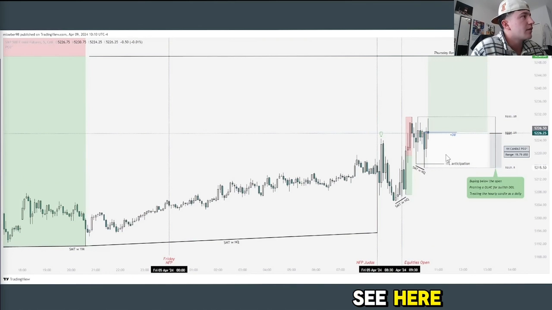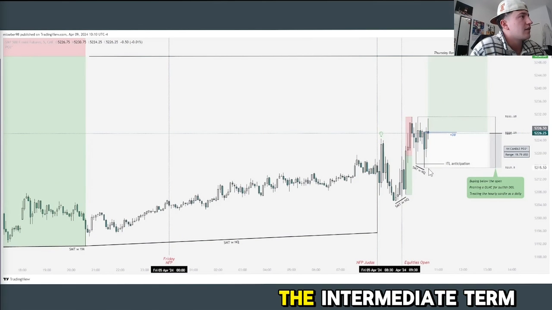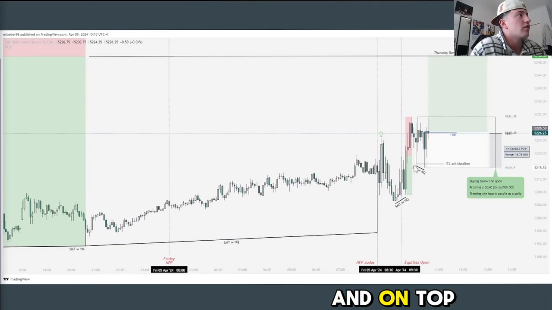And you could see here the next candle closed above the body high, and then I wanted the next candle to give me a tag of that order block, which it did here. What I did was I had my entry at that order block and my stop loss was at the intermediate term low that I labeled here, the anticipation. And on top of that, we created more SMT divergence with NASDAQ.